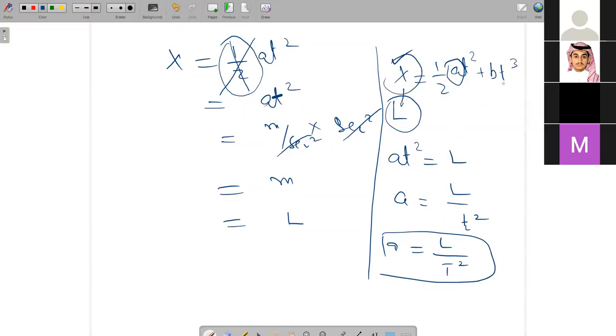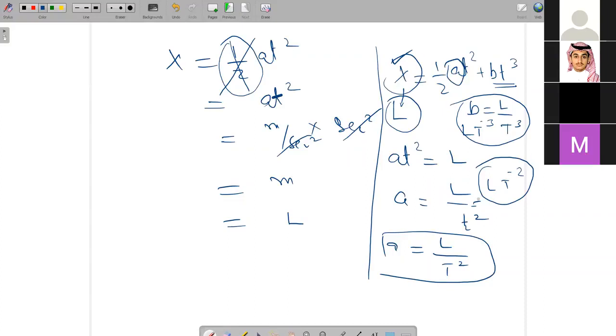Okay. And similarly, you can see that B T cube. So to make it length, what do we have to do? L over T cube. So T cube will cancel with T cube. The answer will be L. So the dimension of B is, in this case, L over T cube, or you can write LT minus 3. The dimension of A is LT minus 2.